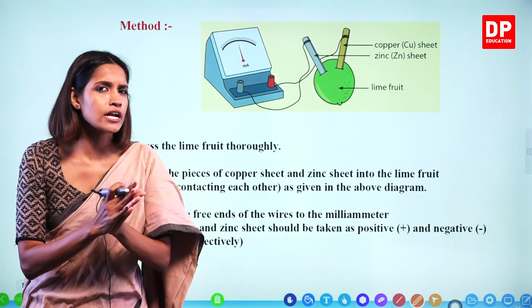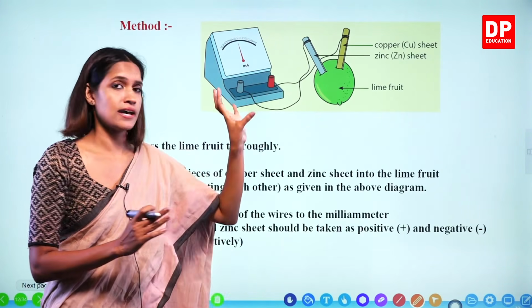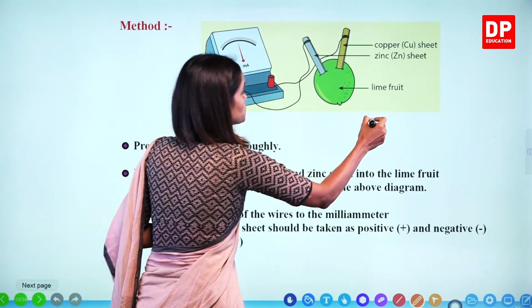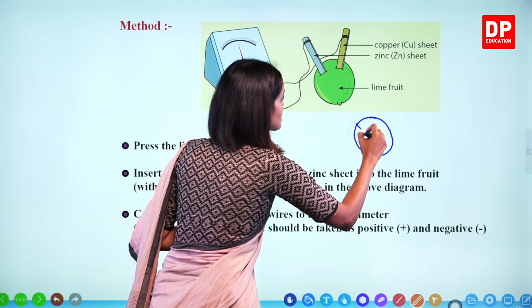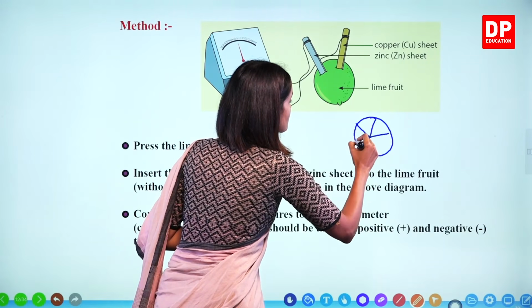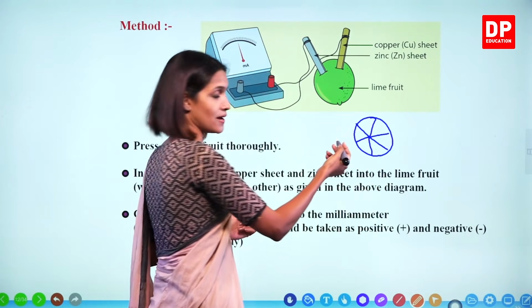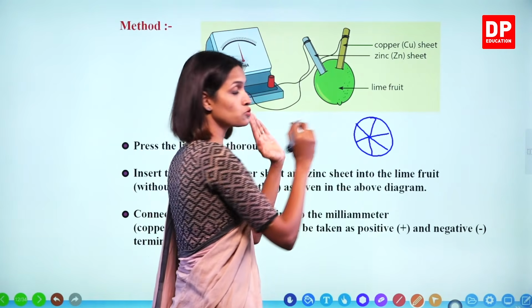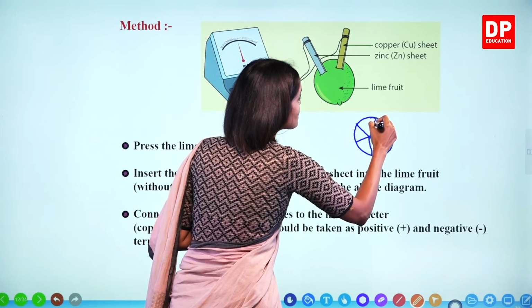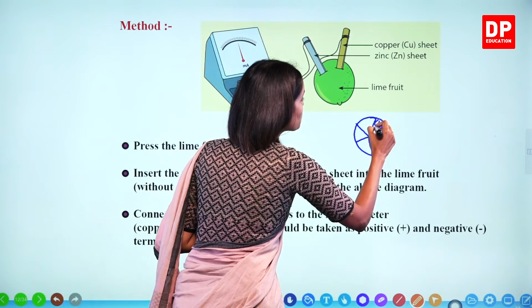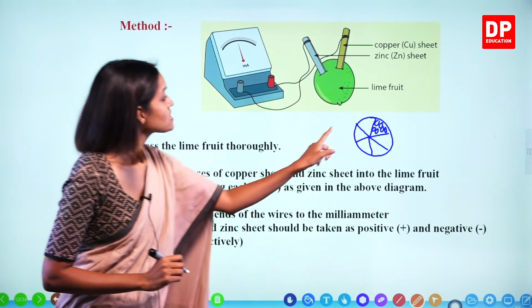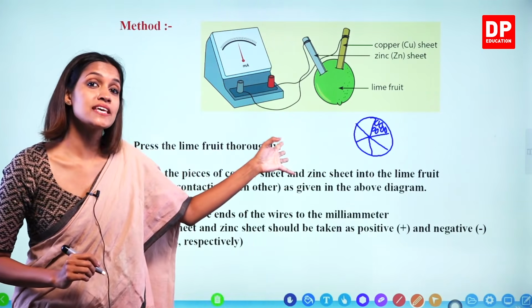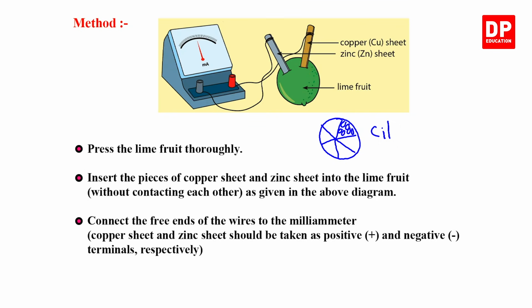Why do you have to press it thoroughly, children? Now lime fruit has, you all have seen, if you open this lime fruit, if you cut it into two halves, you will see these structures are there. Okay, it is divided into room-like structures. So in these structures, you have seen tiny pocket-like structures present. Okay, so inside these pocket-like structures, there's an acid called citric acid.